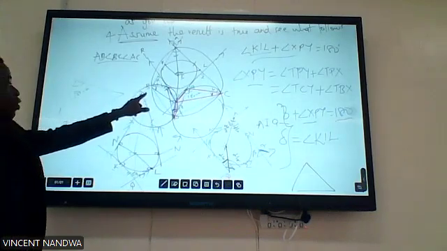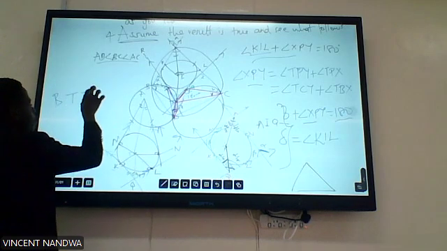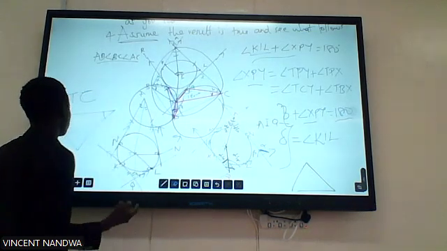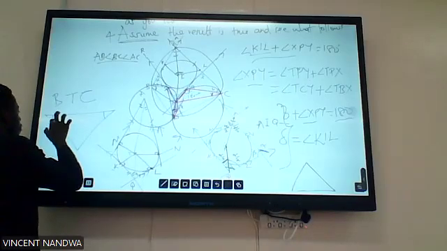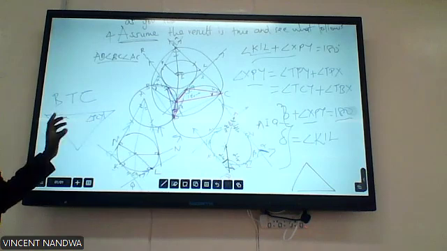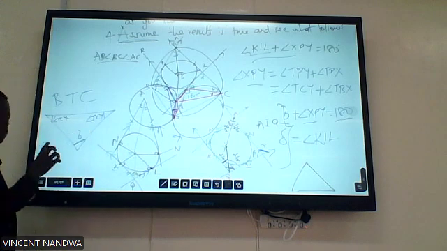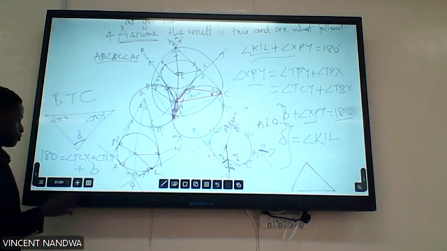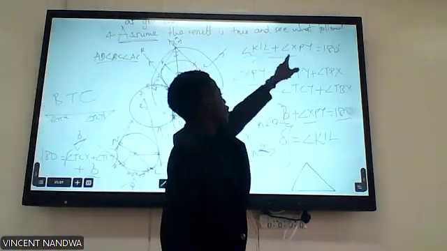So I will come back to triangle BTC. I have this angle and I have this angle. I have those two angles, and one of them is angle TCY, and the other is TCX. So I can say, because the angles in a triangle add up to 180 degrees, that this angle here, let's call it delta, satisfies: 180 degrees, the sum of angles of the triangle, is equal to angle TCX plus angle TCY plus some angle delta. But the problem is to show that TCX plus TCY plus KIL is equal to 180 degrees.